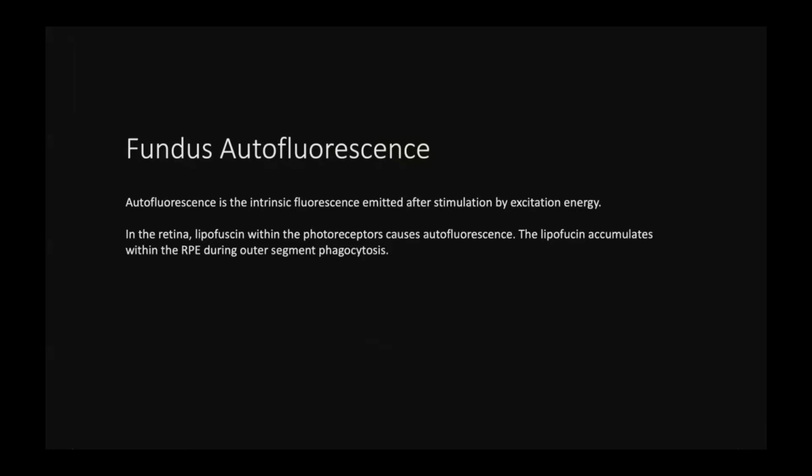In the retina, the lipofuscin within the photoreceptors causes autofluorescence, and this is due to the A2E component. The lipofuscin accumulates within the RPE during outer segment phagocytosis as part of the visual cycle.